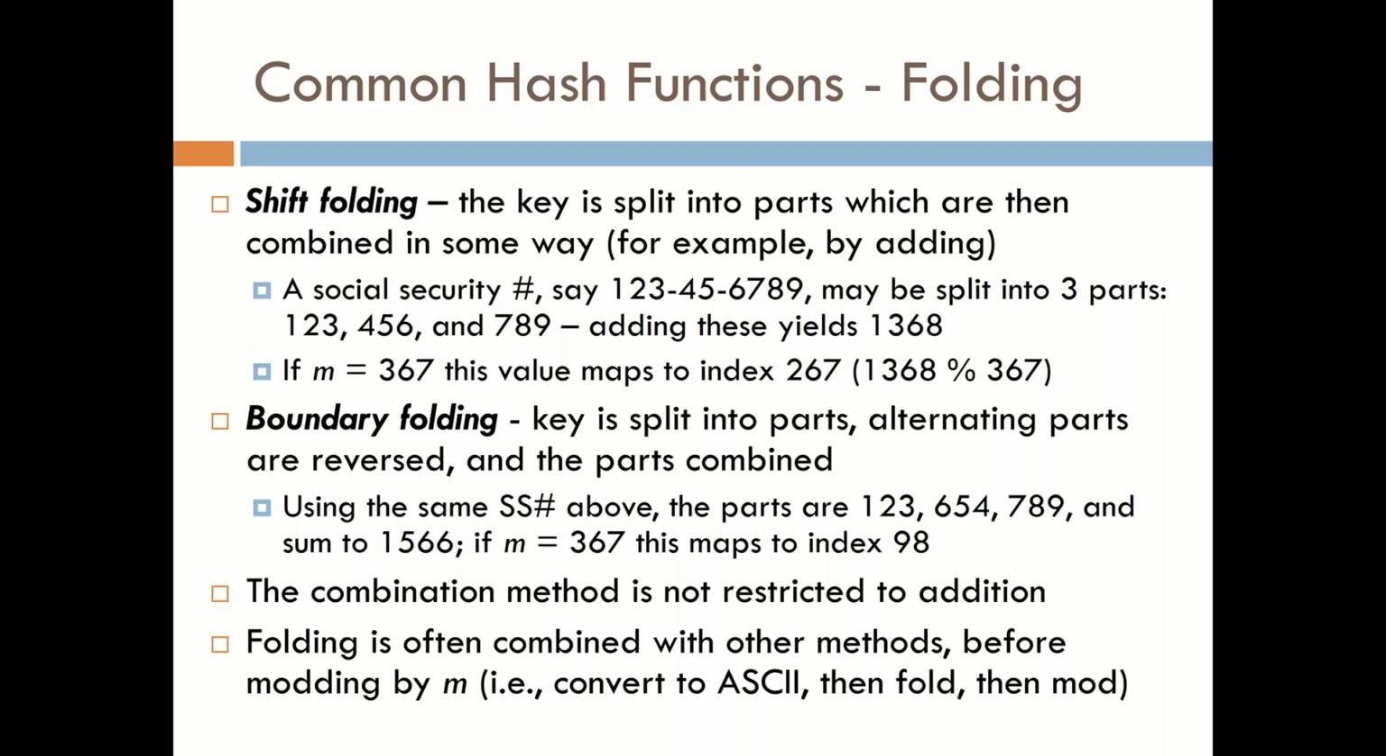And so this is our h of k. Our k in this case is the social security number. The hash function h splits it into 3 chunks and sums them together. And then finally, the second sub-bullet is the normalization step, where we take our table size 367, which we refer to as m in this case, and we mod that value, 1368, by the table size, and it maps to index 267 in this case.